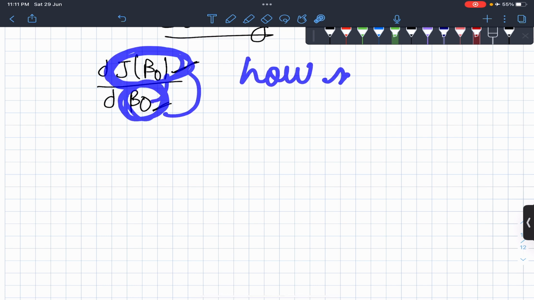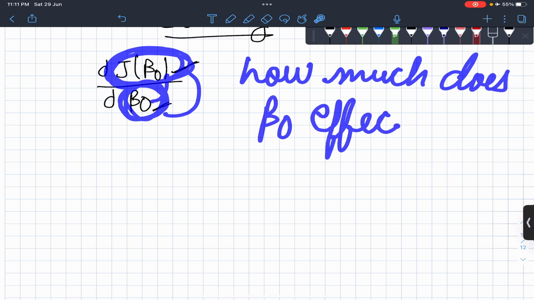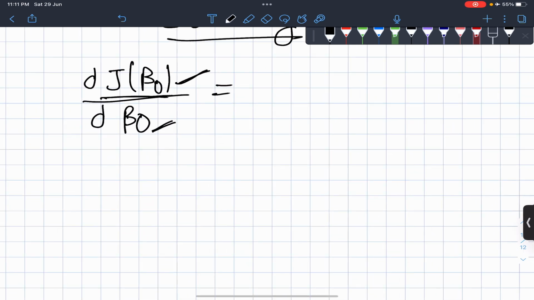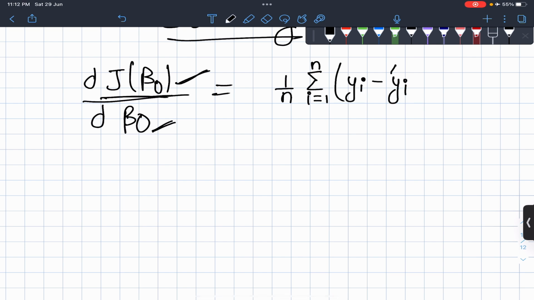How much does beta 0 affect J of beta 0? This is what it is telling me. Now what we know is this function. What is this function? It is nothing but 1 by n, sigma from 0 till n, yi minus y hat, squared. Right? Do we have any problem? No. We know that.